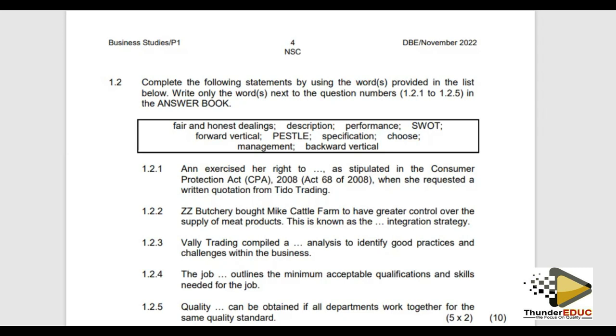So now let's move on to 1.2.1. NN exercised her right to dash as stipulated in the Consumer Protection Act 2008, when she requested a written quotation from Ditto Trading. So in this regard, if you compare the options given here, Anna exercised her right to choose. So meaning the appropriate answer here is right to choose. So here we have choose.